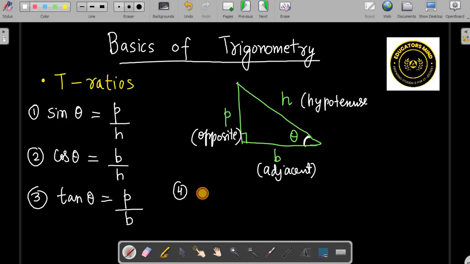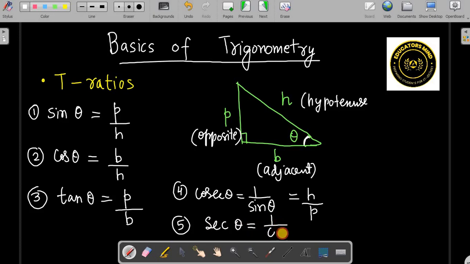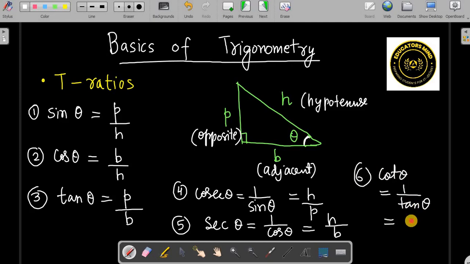They are reciprocals of these. Cosecant theta is the reciprocal of sine theta, which becomes H by P. Similarly, secant theta is 1 by cos theta, which becomes H by B. The last one, cot theta, is 1 by tan theta, and that becomes B by P. So in this manner we should know all these trigonometric ratios: sine theta, cos theta, tan theta, cosecant theta, secant theta, and cot theta. Okay, then let's move next.